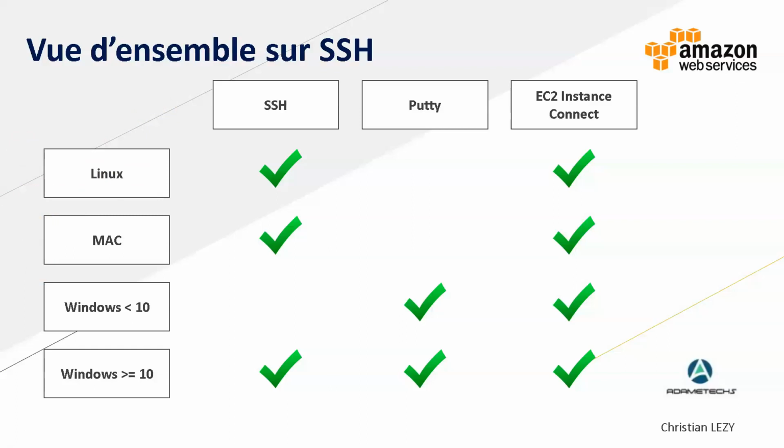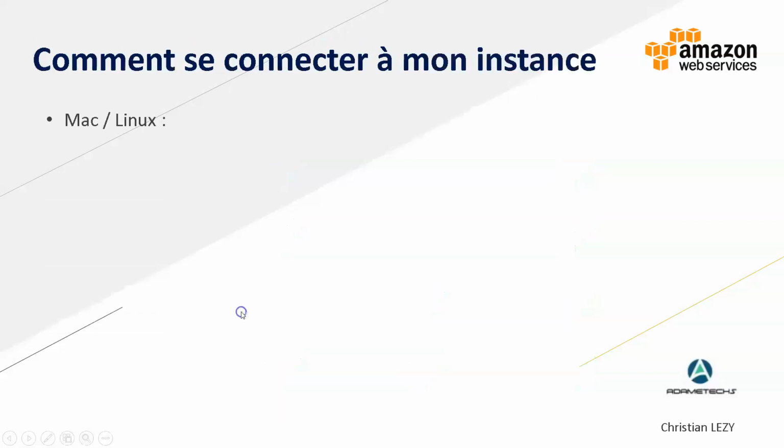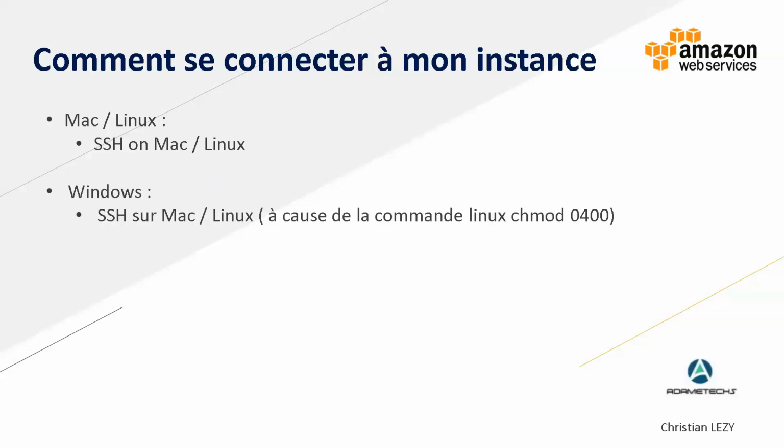We have made 4 tutorials to explain how to connect with these different tools. One for Linux and Mac, one for Windows 10, one for PuTTY, and finally one for EC2 Instance Connect. To know which procedure to follow to connect to your instance, if you are on Mac or Linux, I invite you to look at the SSH tutorial for these platforms. If you are on Windows, I invite you to look at this same procedure.